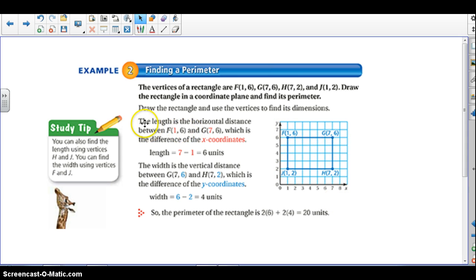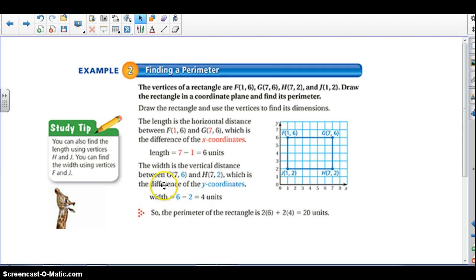So here's what we do. You draw the rectangle using the dimensions, which they did. Then the length is the horizontal distance between here and here, which is the difference of the x coordinates. Notice a 6 and a 6. So all we have to do is use the x coordinates. 7 is higher, so you're going to do 7 minus 1, and that gives you 6 units.